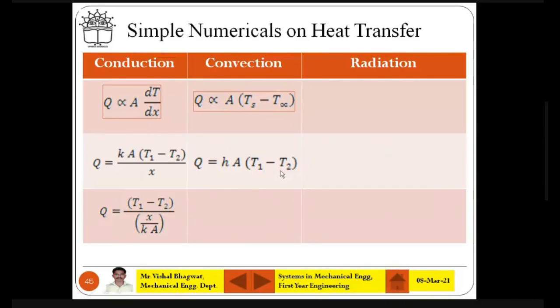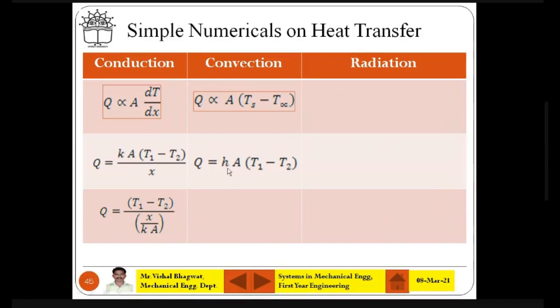Temperature difference between two bodies. H is the convective heat transfer coefficient. K is the thermal conductivity coefficient. So what is the unit of K? You need to solve it and you will get the unit, but you can remember the unit is watt per meter into Kelvin. Kelvin is on the denominator side. So watt divided by meter into Kelvin, because temperatures are taken in Kelvin.